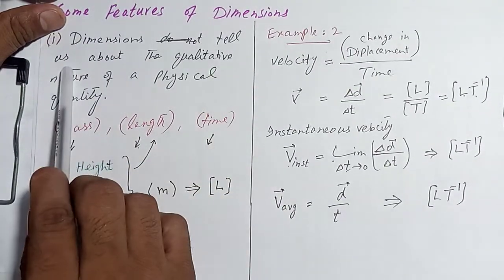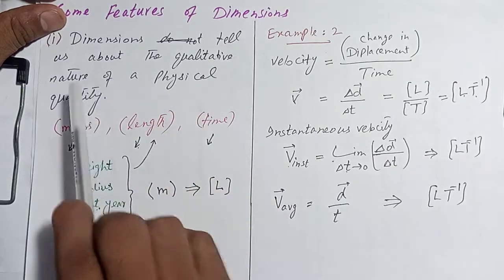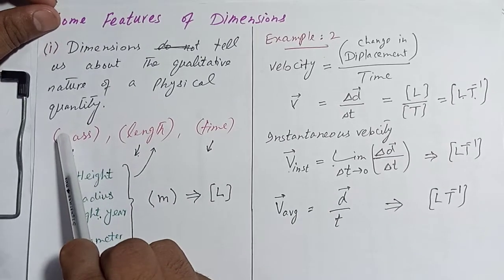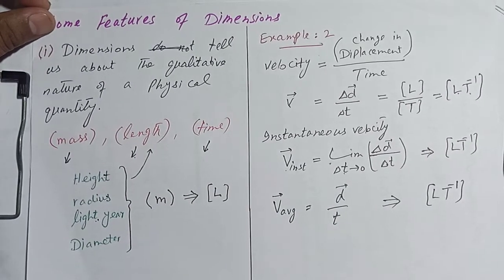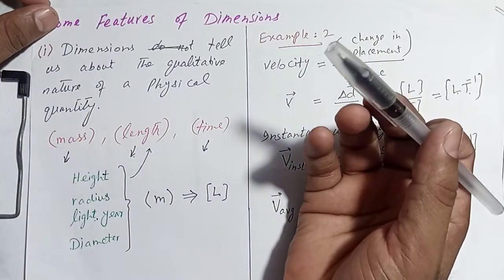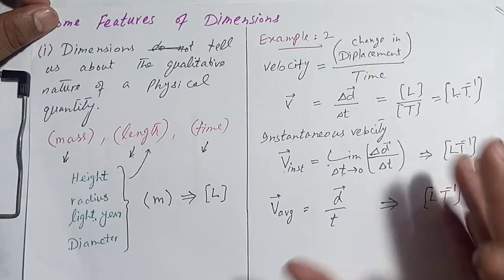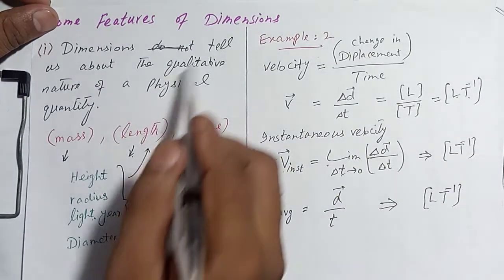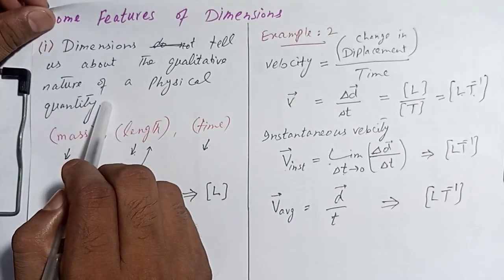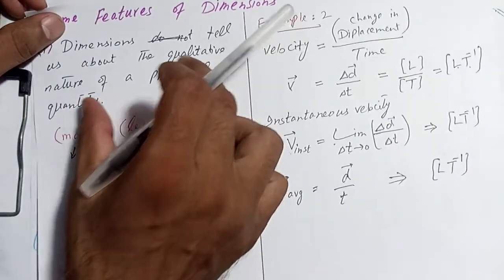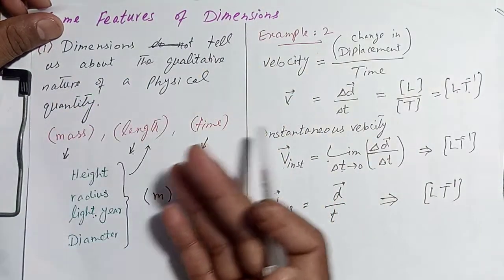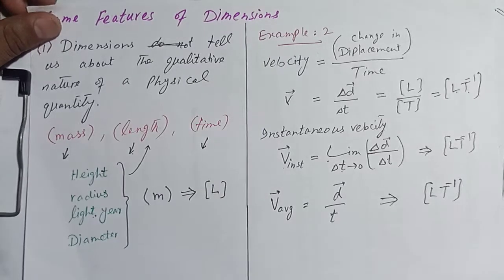Dimensions tell us about the qualitative nature of a physical quantity. Qualitative nature means the nature of a physical quantity, as length is a different quantity, mass is a quantity of different nature. So dimensions tell us about the nature of physical quantity, or we can say that dimensions tell us that a physical quantity consists of which base quantities.